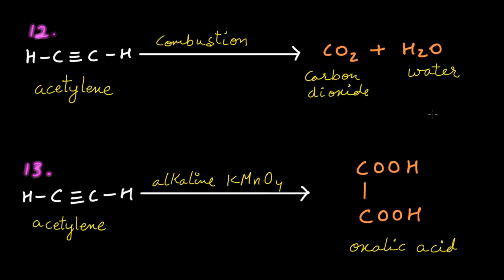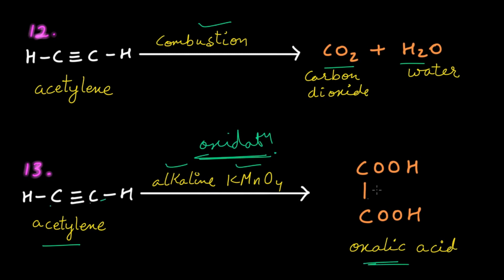Next, 12th is when acetylene undergoes combustion. Now this is just a basic reaction. Any alkane or alkene, when it undergoes combustion, will give CO2 and H2O. 13th, when acetylene is treated with alkaline KMnO4. Now this is important. Alkaline KMnO4 gives oxidation, right? So this is an oxidation reaction, and in this reaction, the final product is oxalic acid. Both the carbons will individually get a carboxylic group, and you will get the final product as oxalic acid.